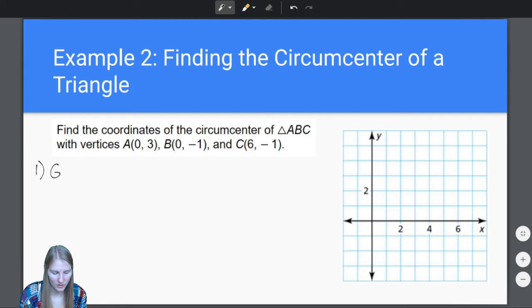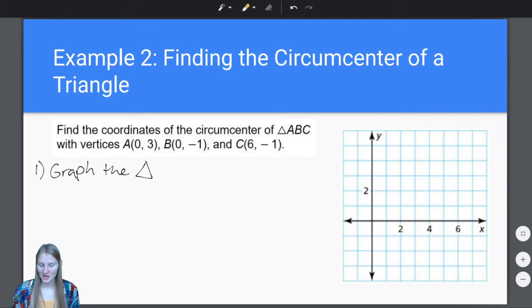Step 1, graph the triangle. Whoops, that doesn't look like a triangle. There we go. So (0, 3) is point A. (0, -1) is point B, and (6, -1) is point C. So we'll connect these dots. And there we go. There's our triangle.